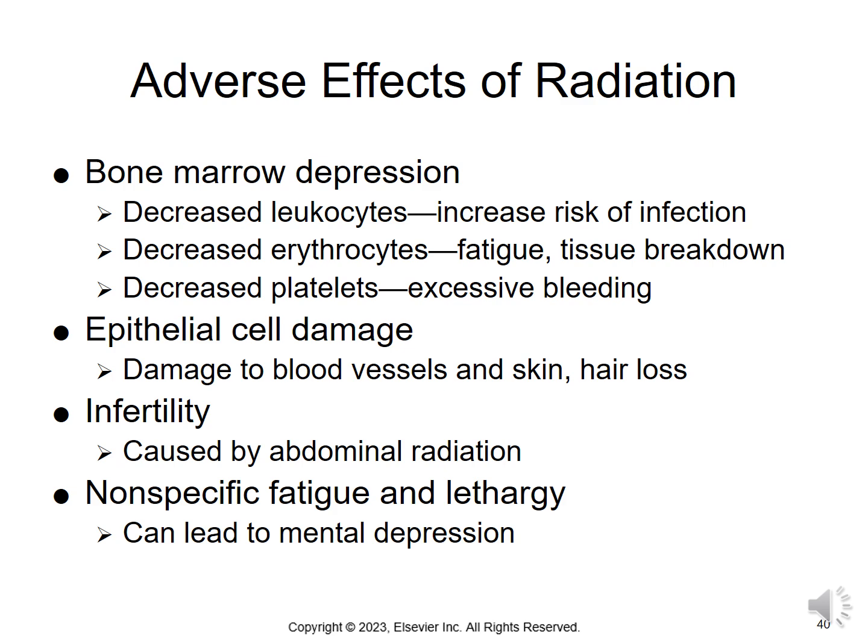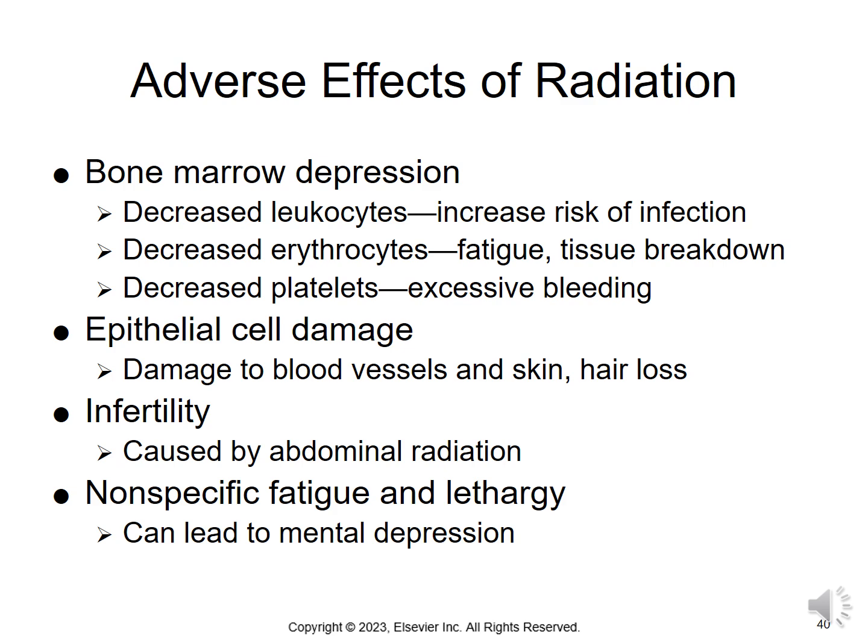Adverse effects of radiation depend on the dose and the extent of penetration of the radiation in the body. Normal cells that rapidly reproduce, such as those in the skin and the epithelial cells or the mucosa, the bone marrow, and the gonads, are damaged by radiation as well. Bone marrow depression is the most serious negative effect. Blood cell counts are constantly monitored.